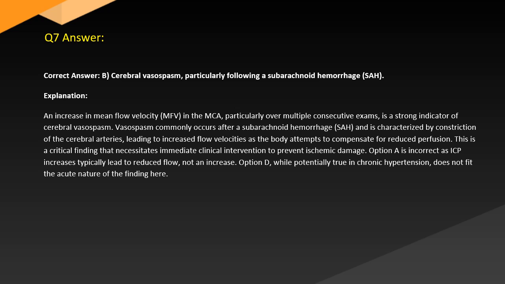This is a critical finding that necessitates immediate clinical intervention to prevent ischemic damage. Option A is incorrect, as ICP increases typically lead to reduced flow, not an increase. Option D, while potentially true in chronic hypertension, does not fit the acute nature of the finding here.